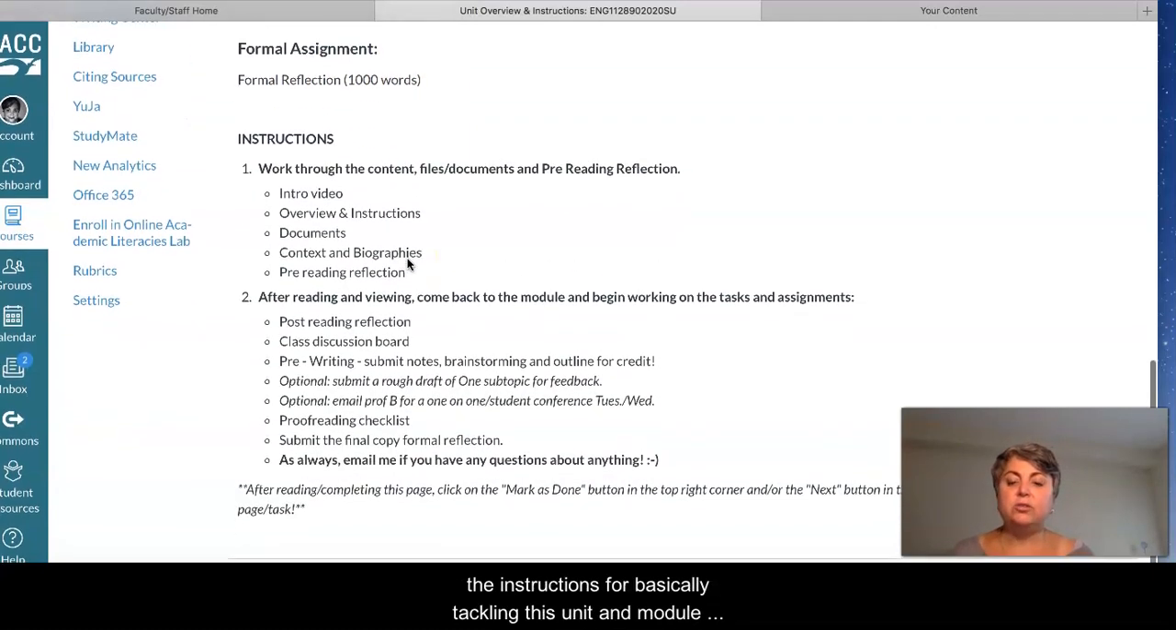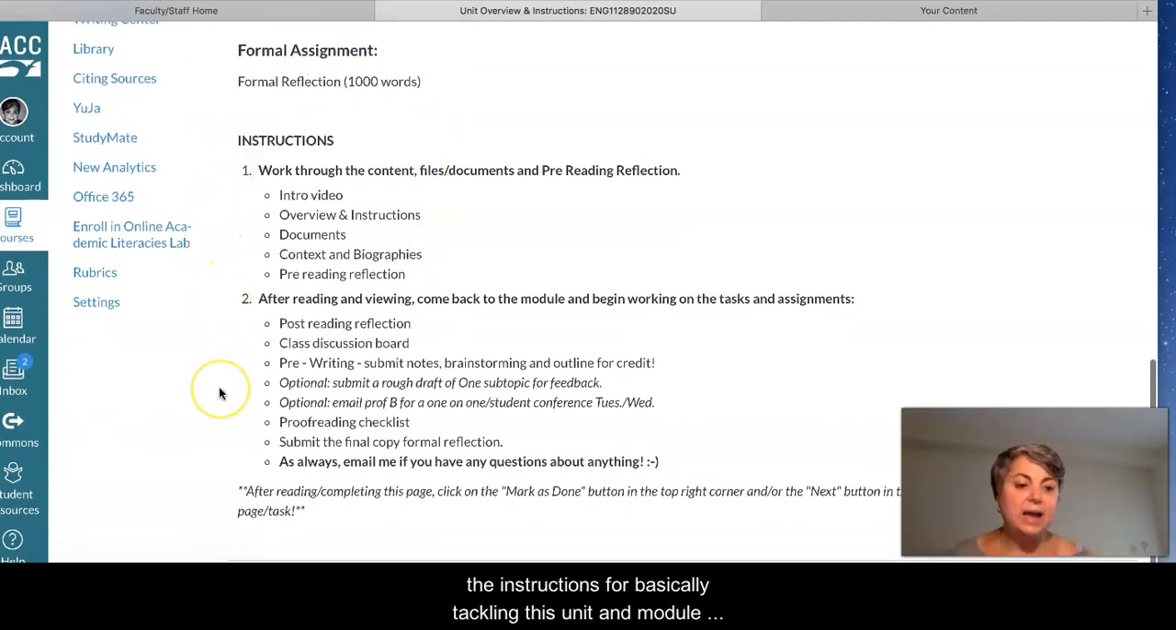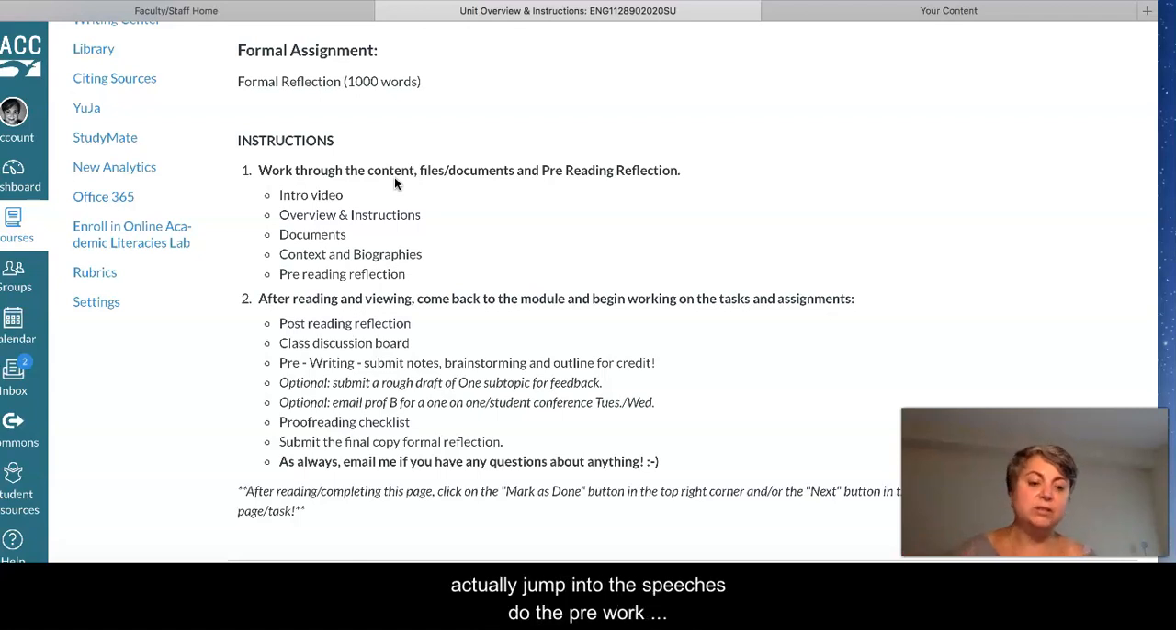So here are the instructions for basically tackling this unit and module. And this is going to look very familiar to the previous two units. Work through the first half of the content before you actually jump into the speeches. Do the pre-work, okay? Do the pre-reading work. It really does help. So watch the intro video. That's this video, of course. Read the overview and instructions.